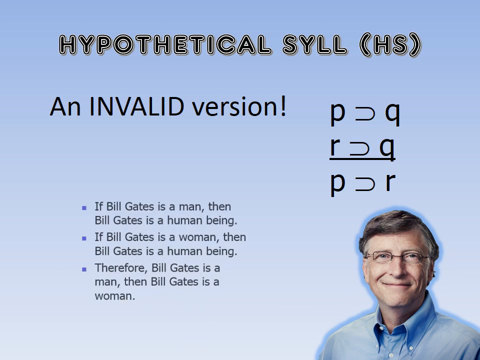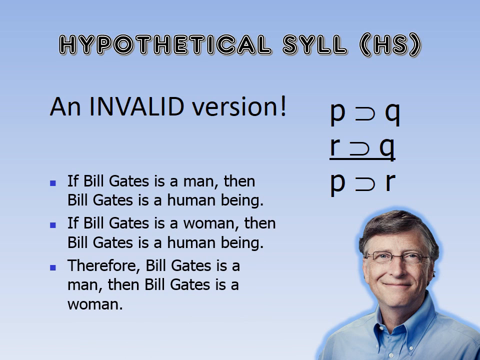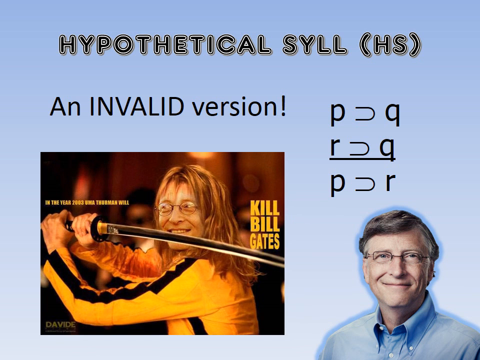Try this example on for size. If Bill Gates is a man, then he's a human being. And if he's a woman, then he's a human being. Two propositions that both imply that he's a human being. Does it follow that if Bill Gates is a man, then Bill Gates is a woman? Not even by a long shot. So I don't think Bill Gates would fall for this sort of reasoning, and neither should you.